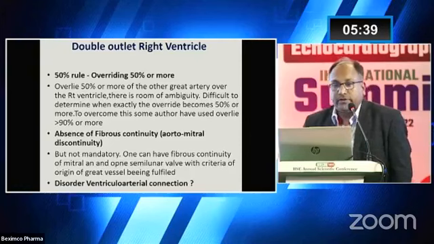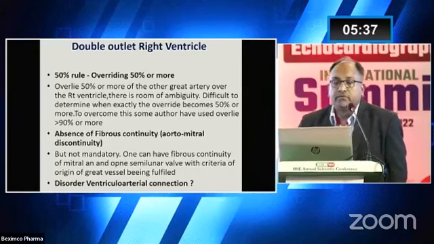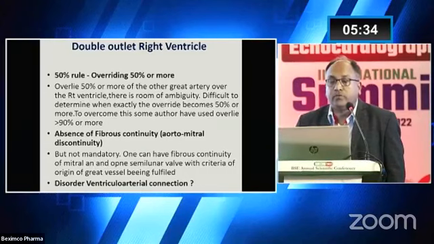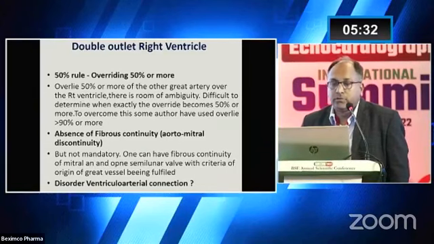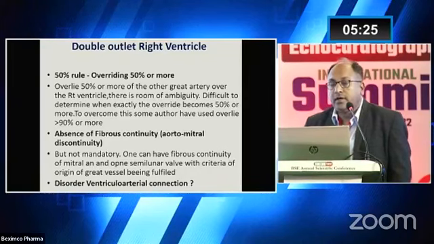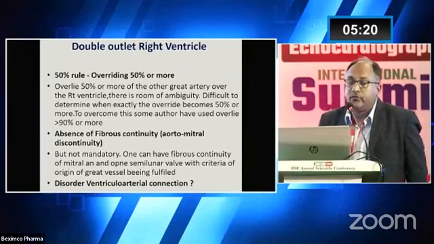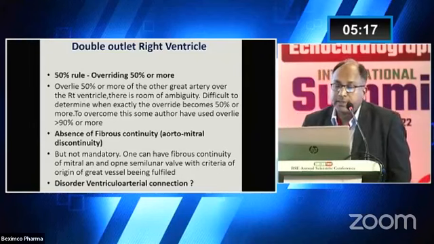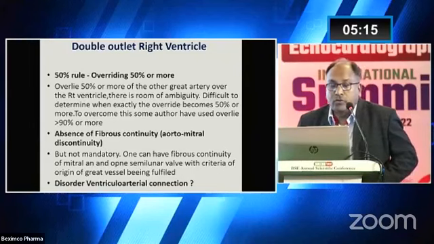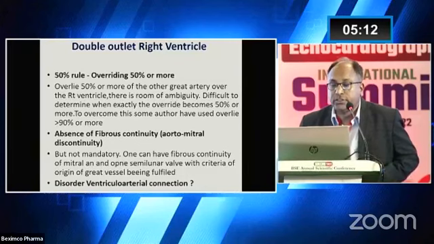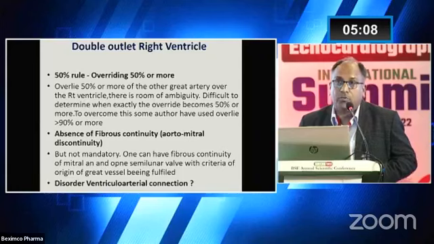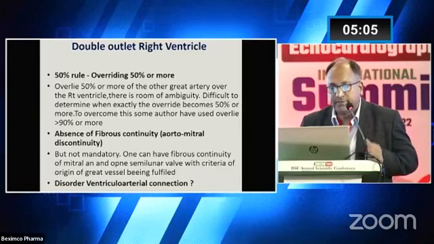In case of double outlet right ventricle, there is the 50% rule, overriding of more than 50%. We know this kind of definition all around. Overlap of 50% or more of the great artery over the right ventricle, there is a room of ambiguity. So it is difficult to determine when exactly the override becomes 50% or more. To overcome this issue, authors have used an overlay of 90% or more, distinct.